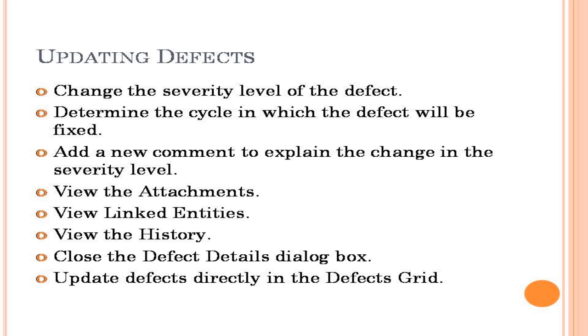Click the Target Cycle box and click the Browse button. In the Releases tree, expand the Release folder Service Packs and the Release Service Pack 1. Select the Cycle 1, New Features cycle, and click OK. 11. Update defects 35 and 36. Repeat Step 10 for defects 35 and 36.